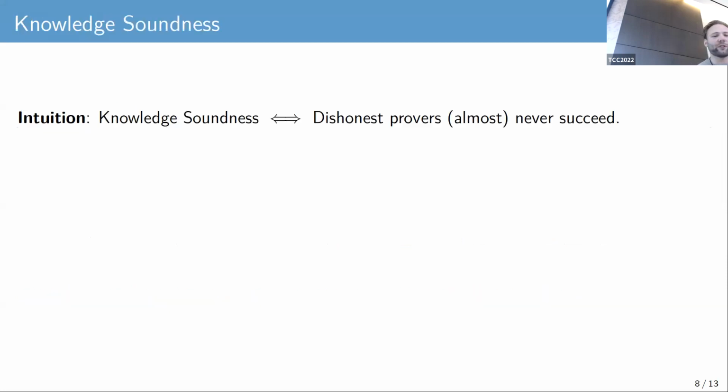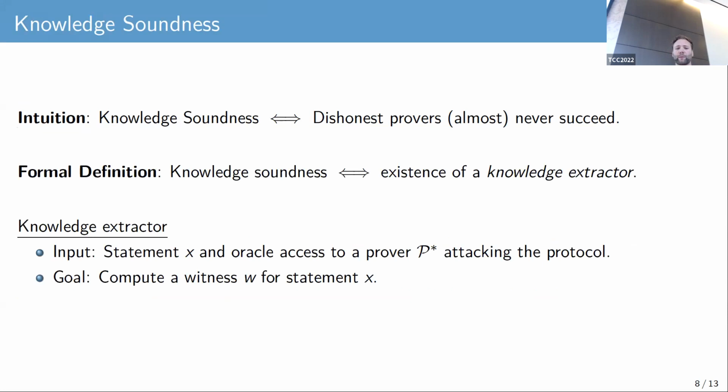But to give some intuition on the results, I already said that knowledge soundness is informally the statement that dishonest provers do not succeed in convincing a verifier. More formally, knowledge soundness is defined in terms of a knowledge extractor. An interactive proof is knowledge sound if there exists a knowledge extractor. The knowledge extractor is given oracle access to the prover P star that is trying to attack a protocol, and its goal is to extract a secret witness out of this prover P star. Of course, it has to be efficient and succeed with large enough probability.